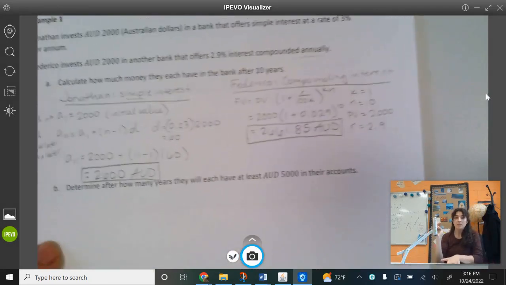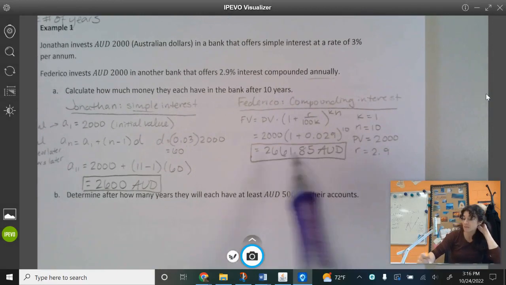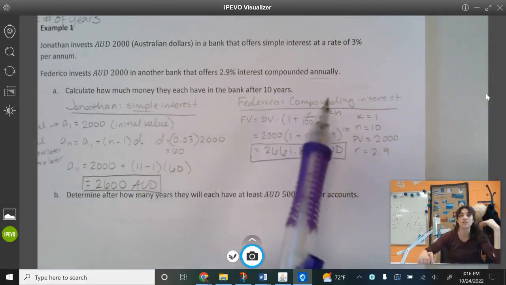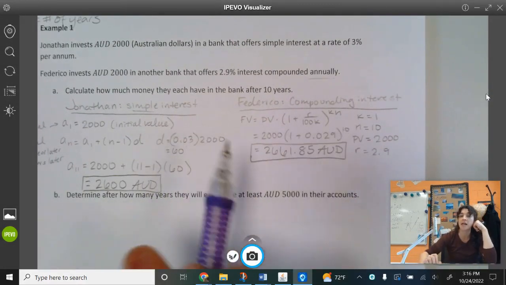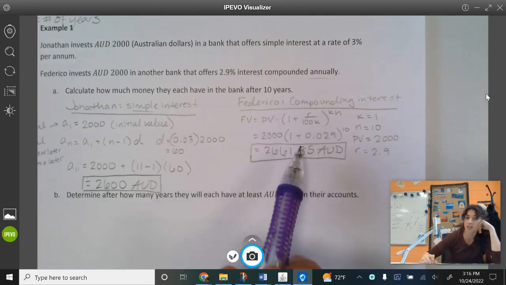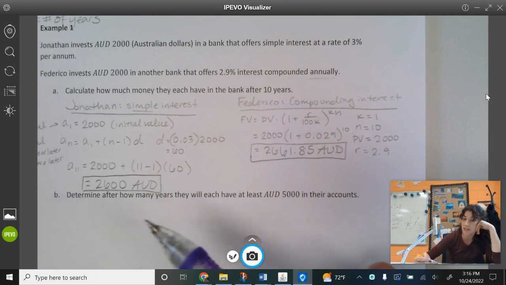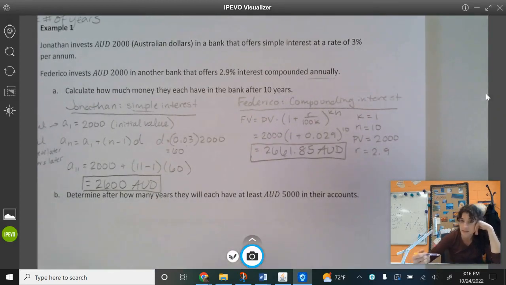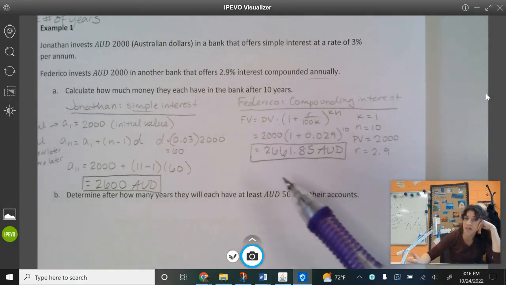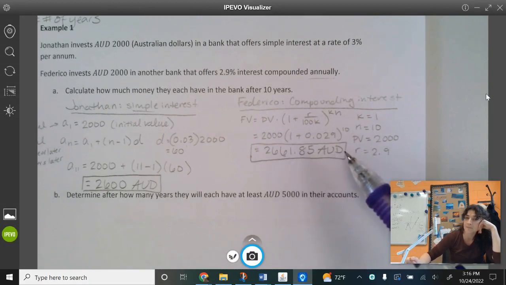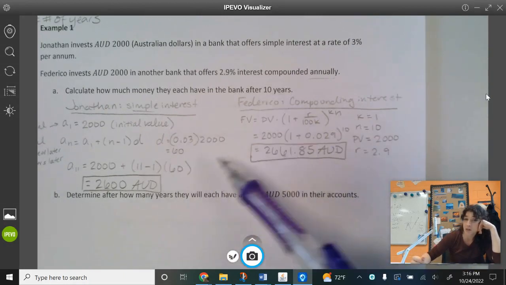Okay, so the main thing I want you to get away from this example is the difference between simple interest and compounding interest, right? That at some point, compounding interest will supersede the simple interest, absolutely. So long-term investments, it makes sense that you would have compounding interest. And there's different formulas that you follow.